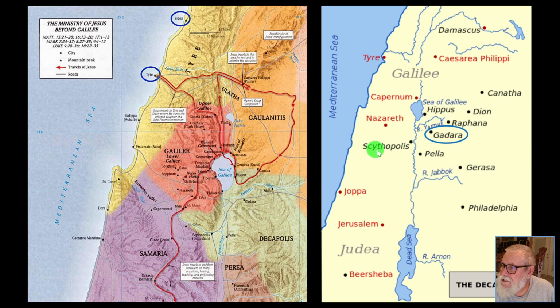Scythopolis, this is the Greek name for Bet-Shan, which is down here. Remember the Philistines had nailed the bodies of Saul and his sons to the wall in Bet-Shan, what was known in Jesus' time as Scythopolis. And then the other main outlier is Damascus, the capital of Syria.